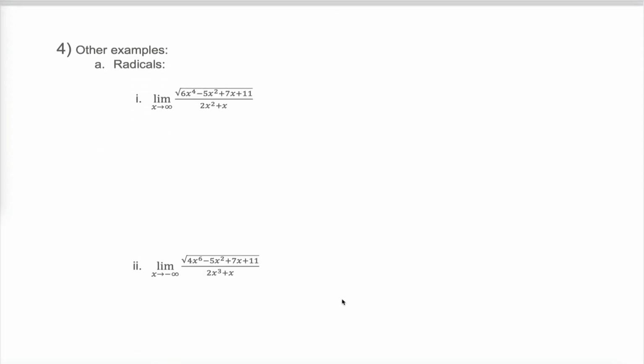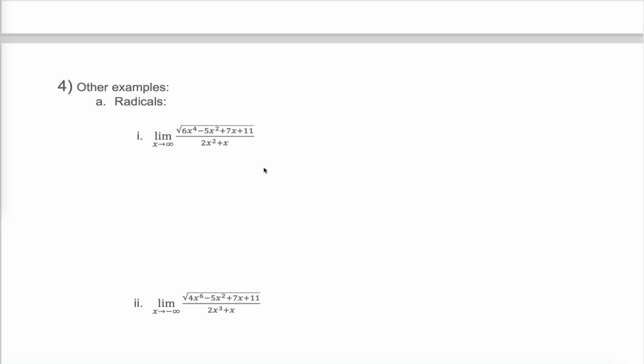In this video, we're again going to consider the limit as x approaches infinity and negative infinity of various expressions. But now those functions won't just be the quotients of polynomials. Now we're going to involve some radicals in here. What if you had to figure out the limit as x approached infinity of the square root of 6x to the fourth minus 5x squared plus 7x plus 11 divided by 2x squared plus x?